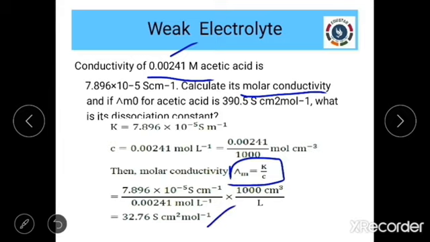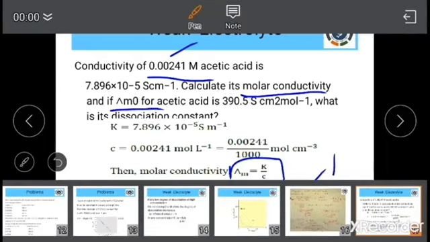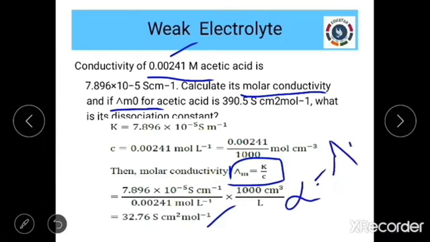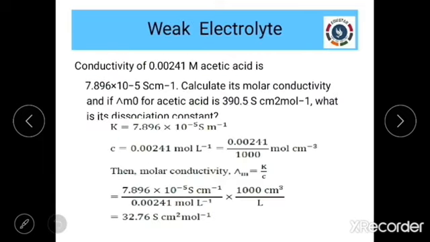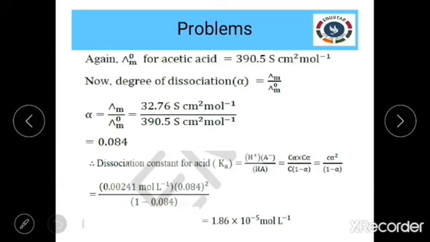Now they have asked you to find out the degree of dissociation. What is the formula? Just now we have said alpha is equal to lambda m by lambda m naught, right? So this is the formula. Alpha is equal to lambda m by lambda m naught. Lambda m we have just found here, and lambda m naught they have given in the problem. We are getting the alpha.